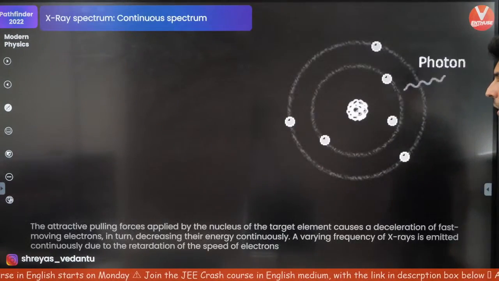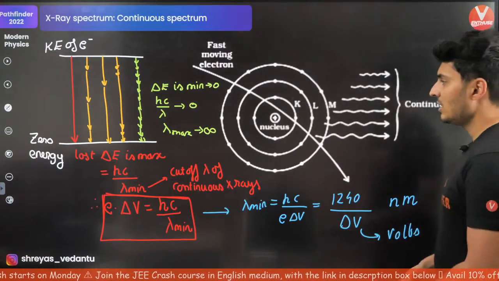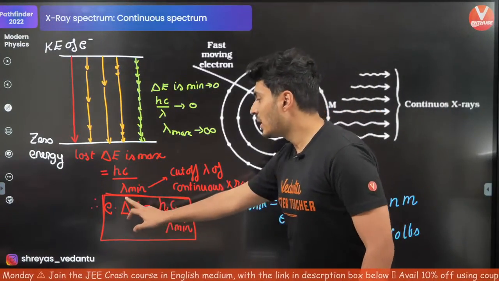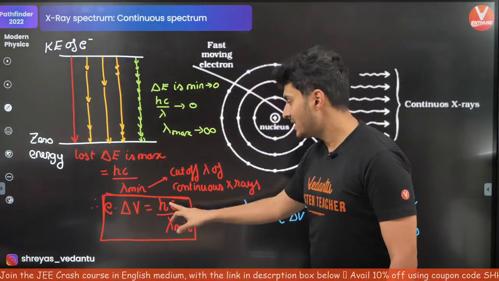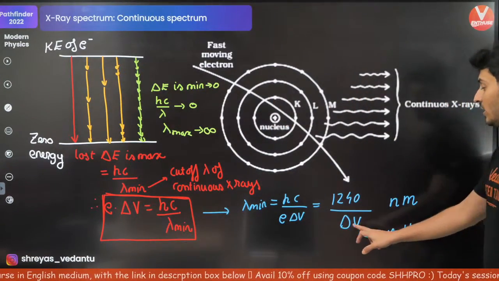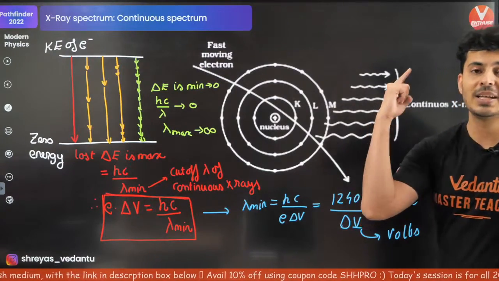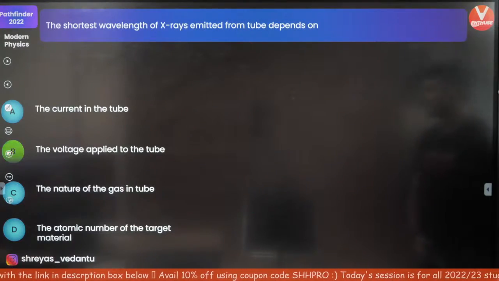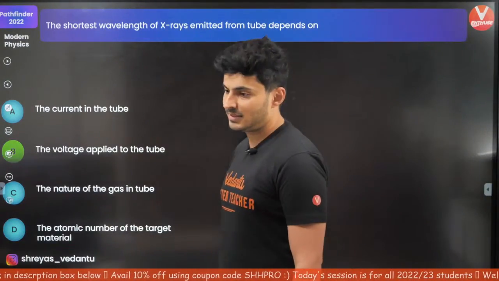Let's see what you guys say. Akash saying B. The shortest wavelength of the X-rays emitted, I just told this to you right over here. This is the lambda minimum. Now we saw the lambda minimum comes because of the voltage difference. You can see h, c, e, they are all constant. It only depends on the voltage difference by which it has been accelerated. Hence, the correct answer should be the voltage.